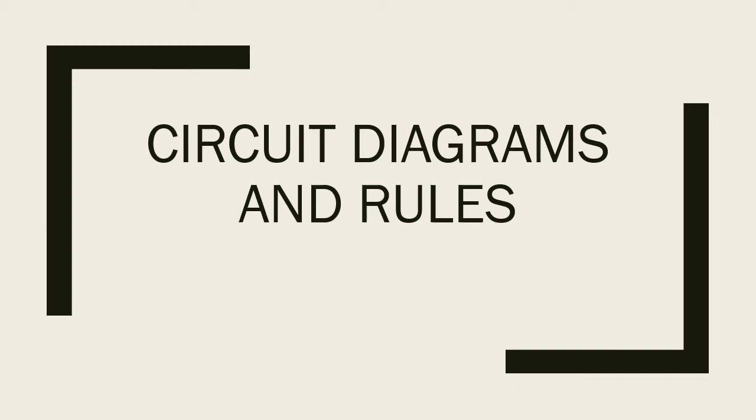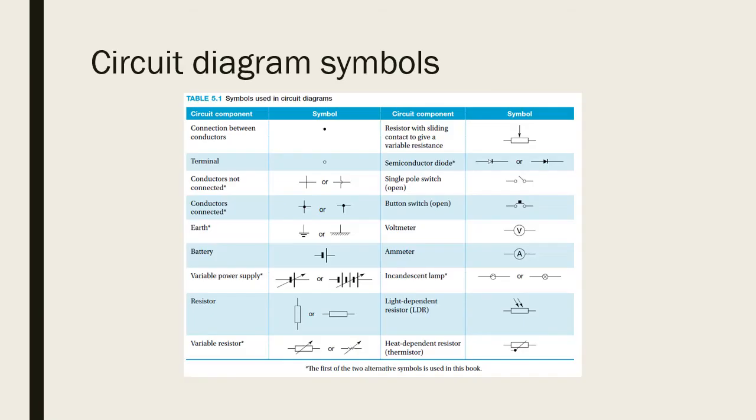In this section, we're going to talk about circuit diagrams and the rules that go with it. So, circuit diagrams, these are all the possible symbols that you can have for circuit diagrams. Well, not all the possible symbols, most of the common symbols that you'll see. The ones that you should probably keep note of are the resistor, power supply, and yeah, you've probably already seen the rest of them.